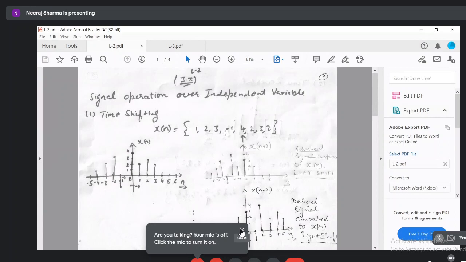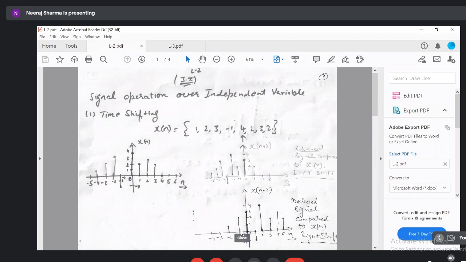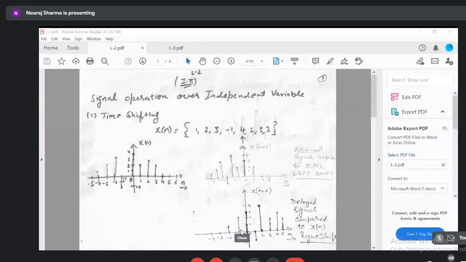So these values are for negative values of the n, and these amplitude values are for the positive values of the n. So this is how we write the discrete time data sequence or discrete time finite data sequence.